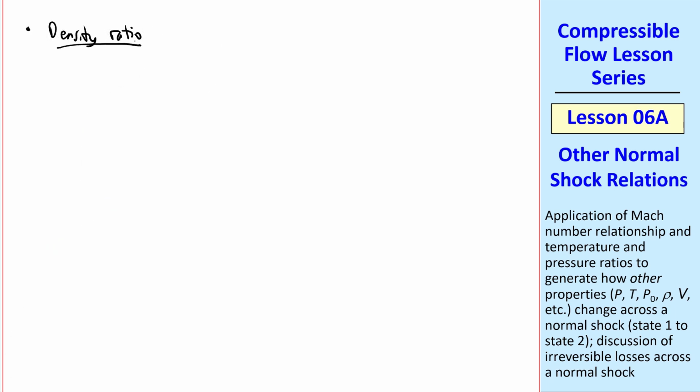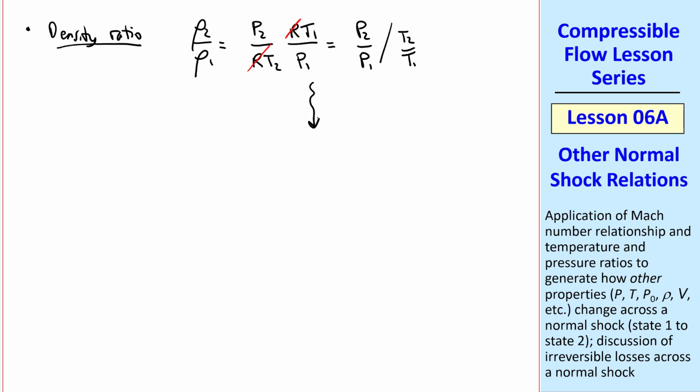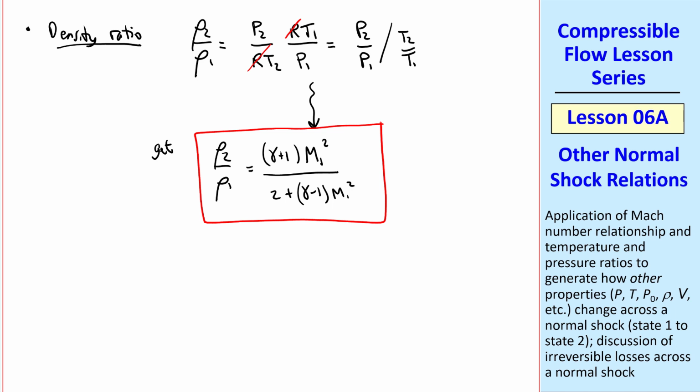Now let's consider the density ratio. Using the ideal gas law, we have P2 over RT2 divided by P1 over RT1. The R's cancel, of course, and we can write this as P2 over P1 divided by T2 over T1. Again, there's lots of algebra here, which I'm going to leave out, and you can get rho2 over rho1 is (gamma plus 1) M1 squared over 2 plus (gamma minus 1) M1 squared. I'll call this density ratio across a shock equation 5.